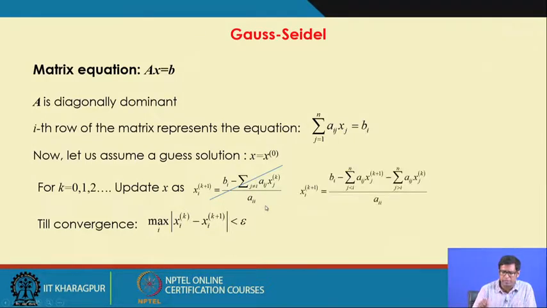Rather, the update will be x_i^(k+1) is b_i minus the sum for j less than i of a_ij x_j^(k+1), because these x's are already available, minus the sum for j greater than i of a_ij x_j^k. So this is done based on the values already known to us, and then we will do the same loop till we get convergence, that means the maximum value of this is less than epsilon.